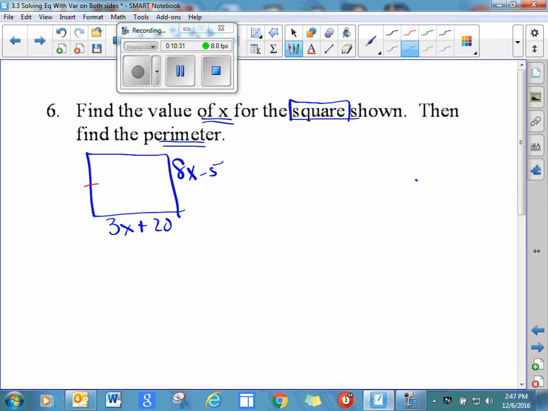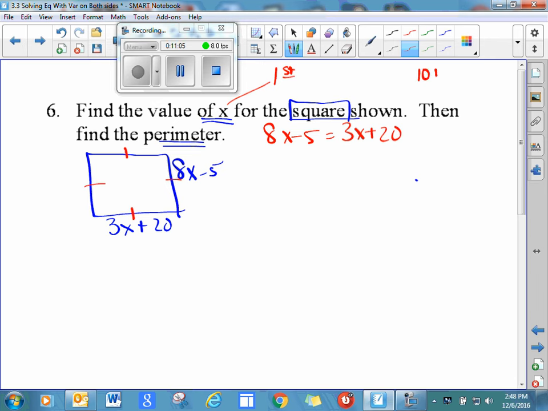Well, I know that all 4 of these sides have the same length. And I'm going to use that information to do the first thing that they asked me to do, which is find x. We're going to do this first. And the way we're going to do it is we're going to say, okay, well, this is a square, so I know that the length of this 8x minus 5 equals the length of 3x plus 20. These are the exact same length. They're just written 2 different ways.